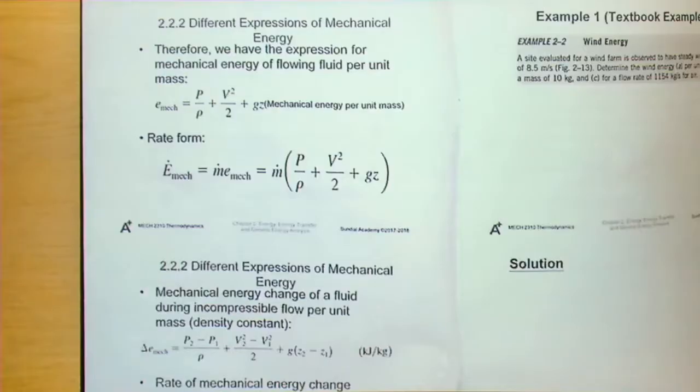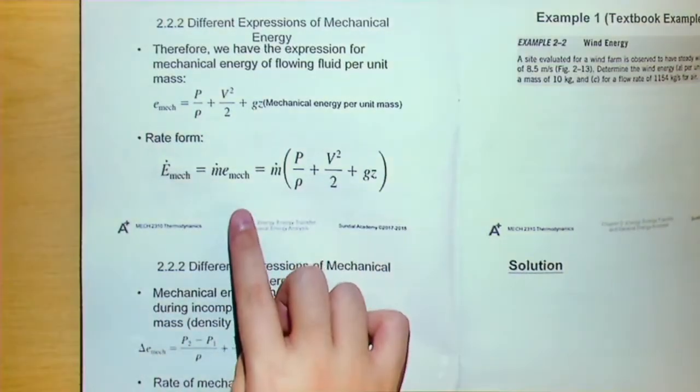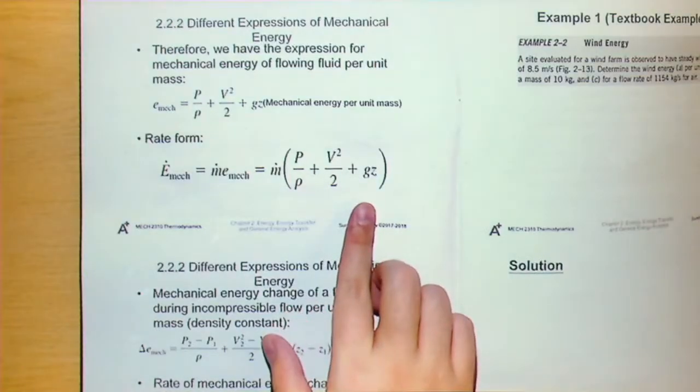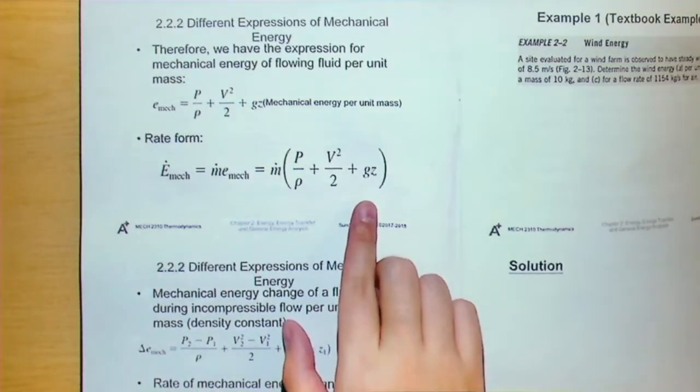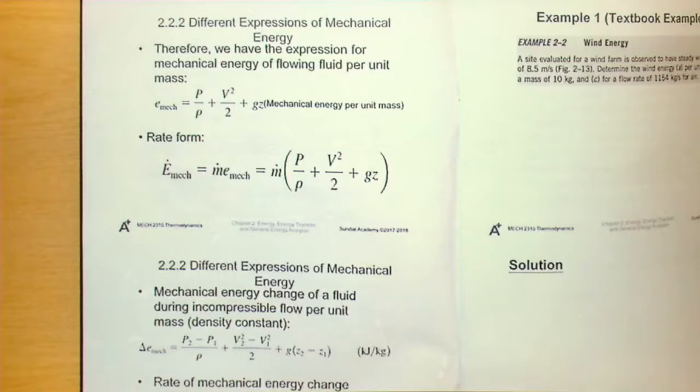Here we also have the rate form. The rate form would be E mechan dot. As I mentioned, dot would be the time rate of change, equal to m dot times E mechan. So we will have this expression. You just plug in what we have said in the previous slide, and that's okay.